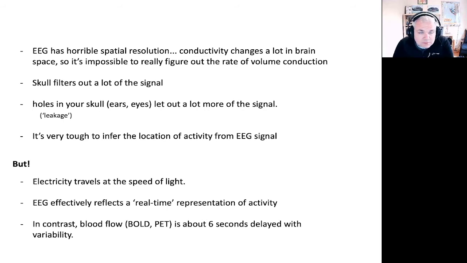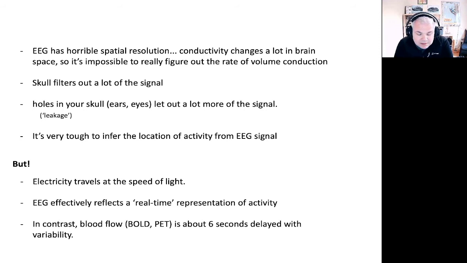Moreover, the skull filters out a lot of the signal because it's very non-conductive. There are holes in your skull, in your eyes and your ears, and these let out a lot more of the signal. You have signal leakage out your ears and your eyes, and those show up on electrodes that are closer to your ears and eyes. They will pick up signal that leaks out of those holes that doesn't reflect activity that's immediately under the electrode. So it's very tough to infer the location of activity from an EEG signal.